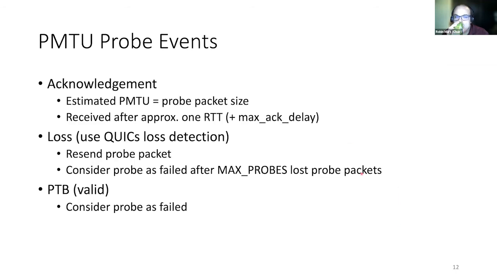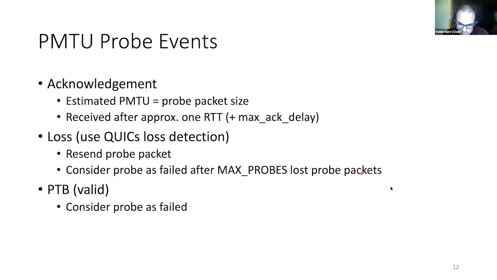If we get an acknowledgement for a probe packet, we know the network path supports this size, and we can increase our PMTU estimation to this probe packet size. We get an acknowledgement after approximately 1 RTT, maybe a little later if the receiver delays the acknowledgement.